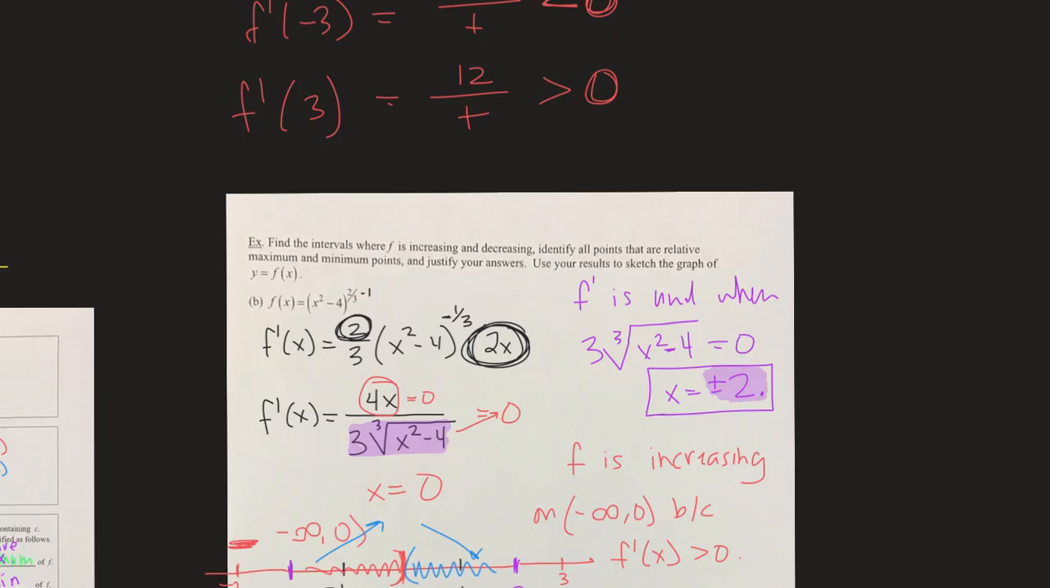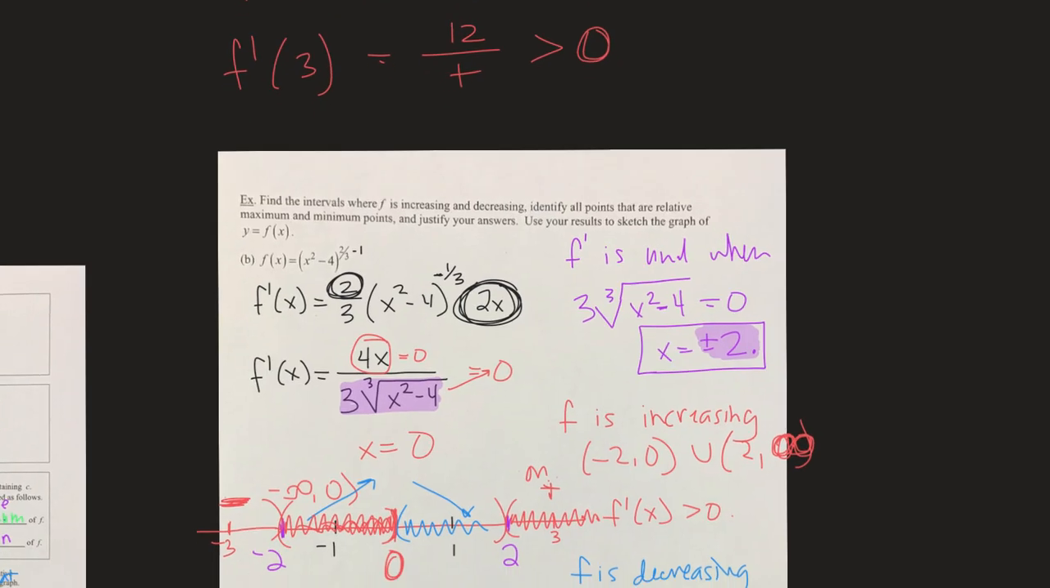The reason is still the same. It's increasing because the derivative is positive, but our intervals of positivity are changing. So we are increasing from -2 to 0, and then again from 2 to infinity. That's where our graph is positive. So it was positive between -2 and 0, and positive between 2 and forever.